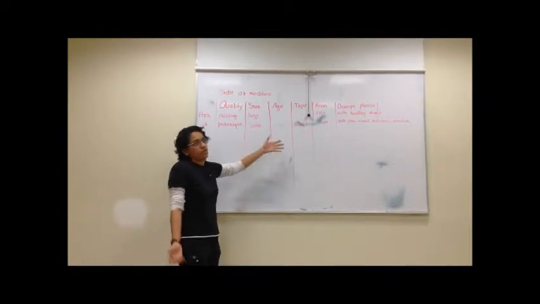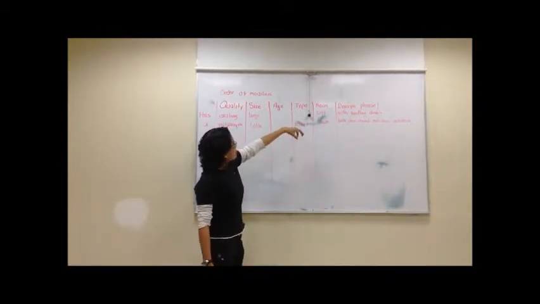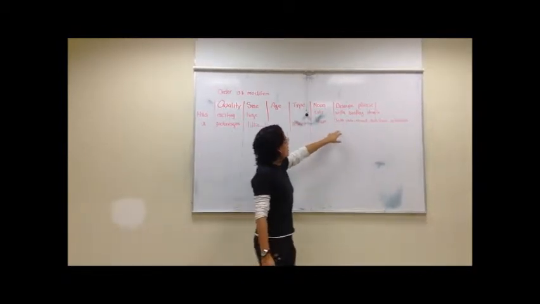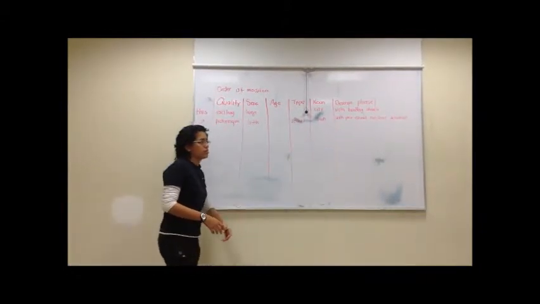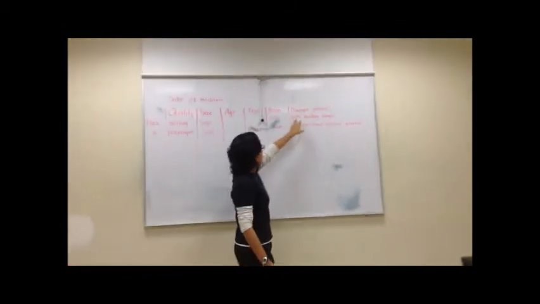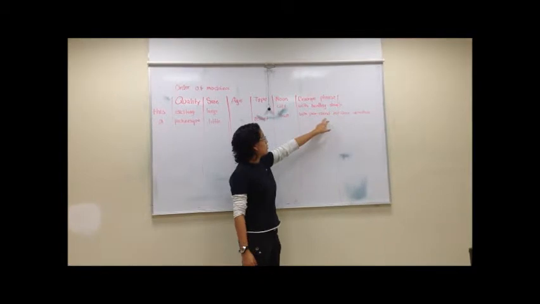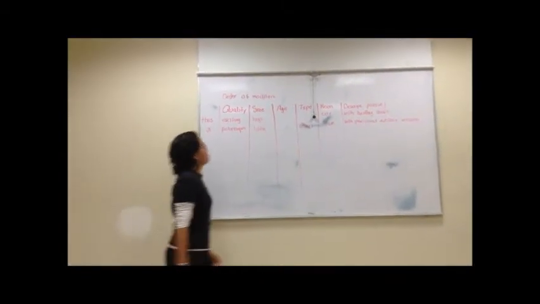For example, old town. And type is a resort. And noun is a city or town only. And the descriptive phrase. You can describe one thing in the city or the town. For example, with Boston Street or with your own outdoor activities.